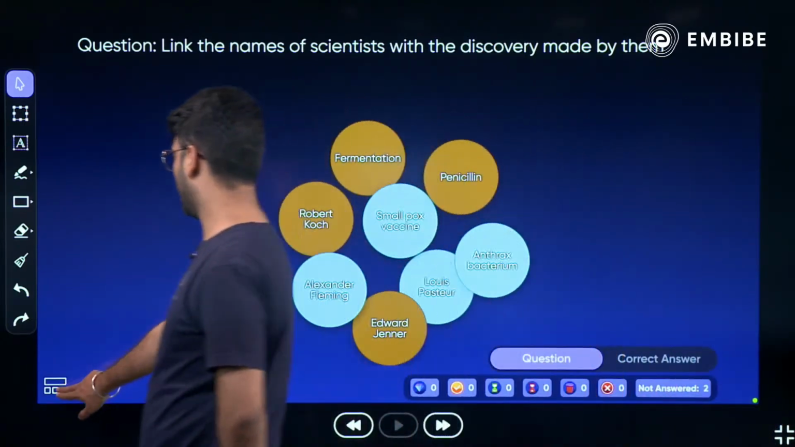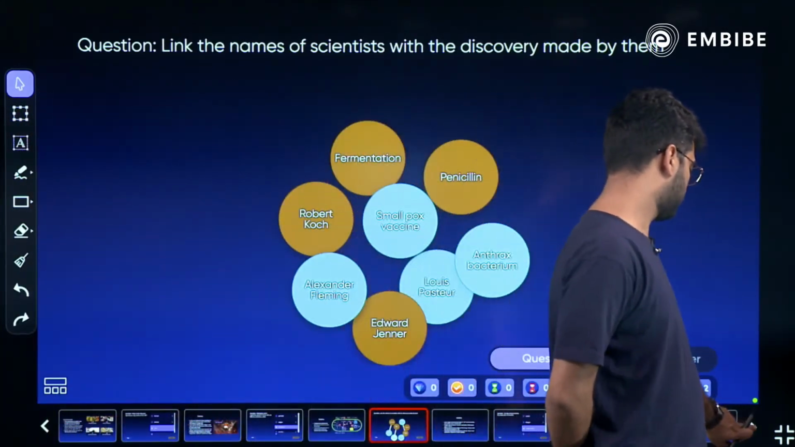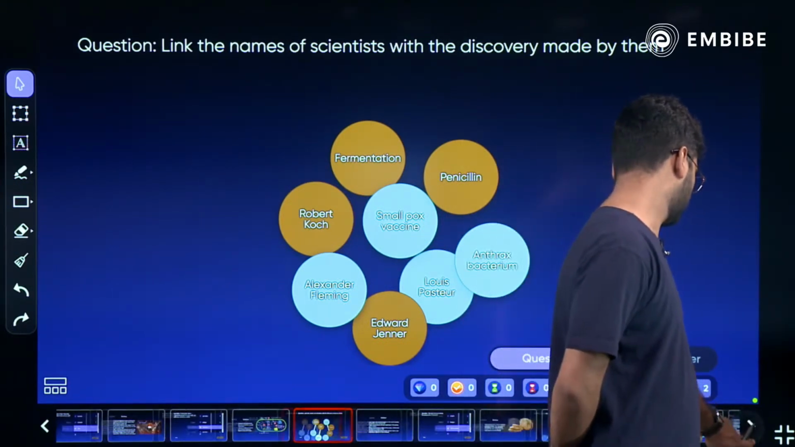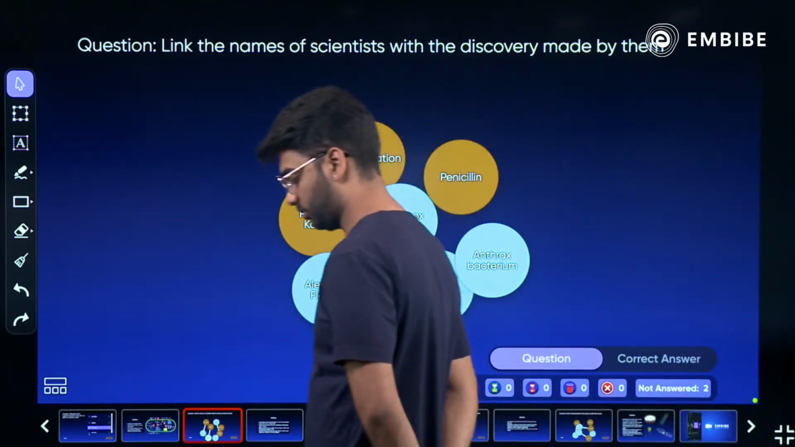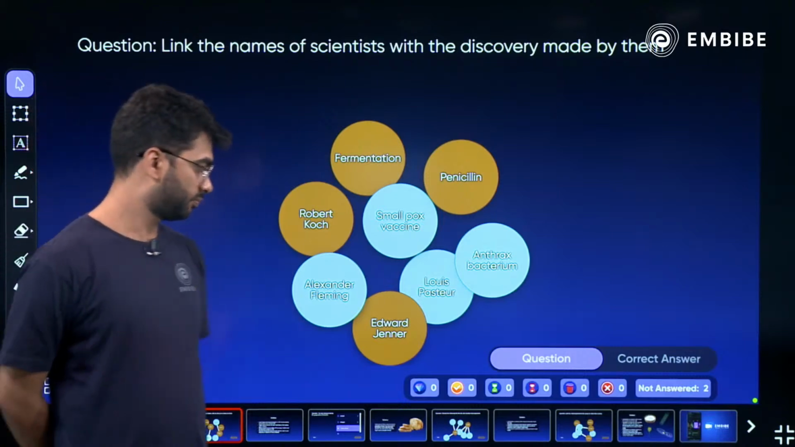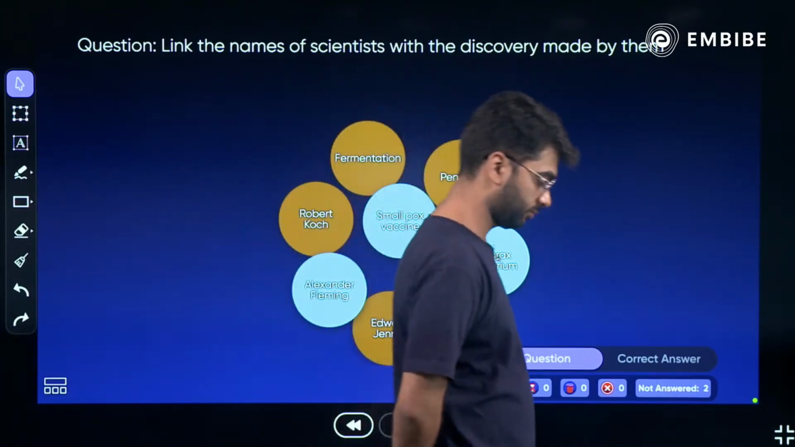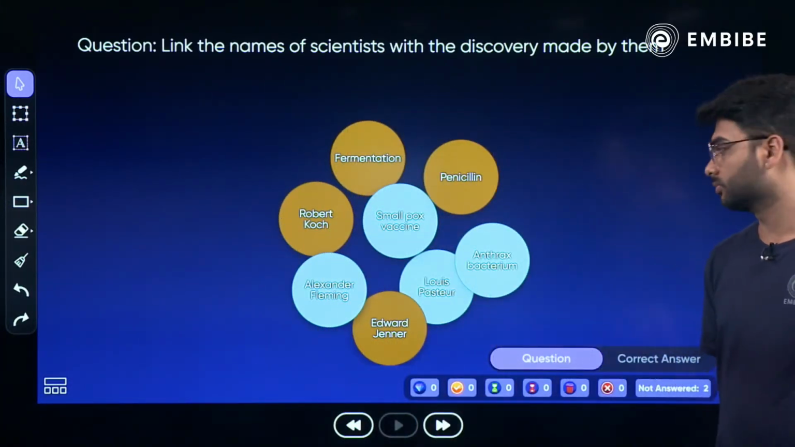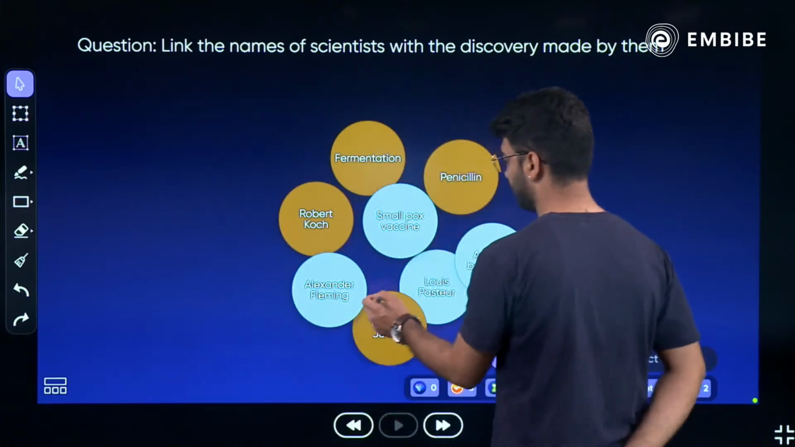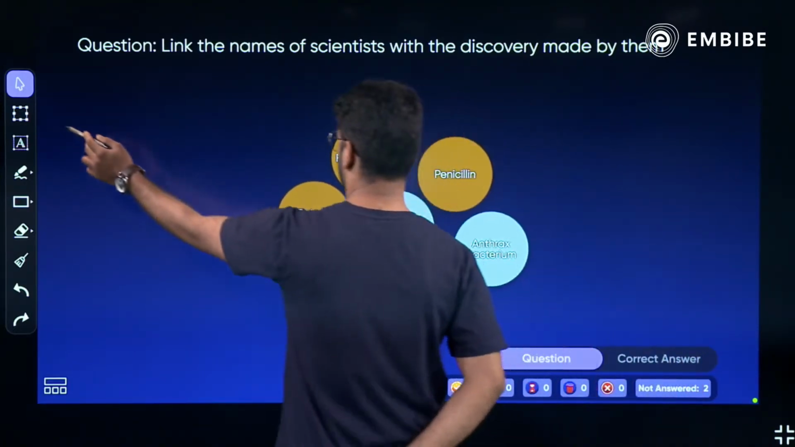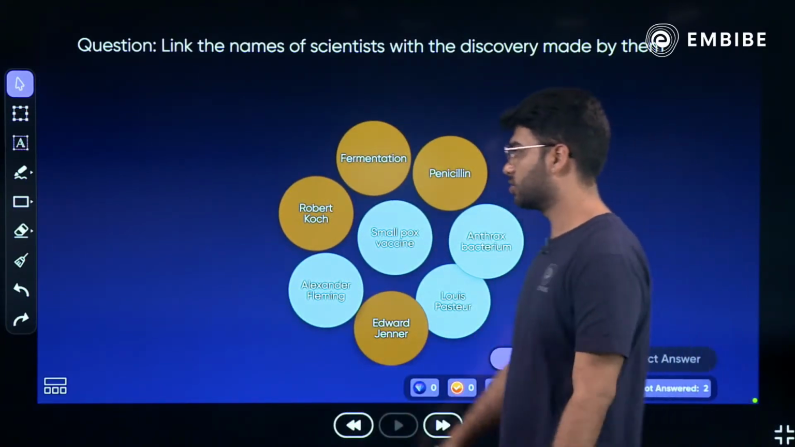चलिए, quick, very quick. I'm waiting. जल्दी से बताइए. चलिए, I'll do one for you, which we have already discussed. That is Alexander Fleming and penicillin. So I'll write it over here.